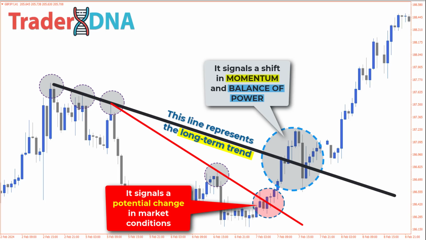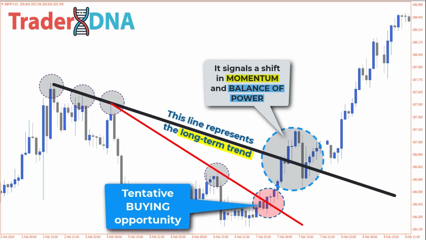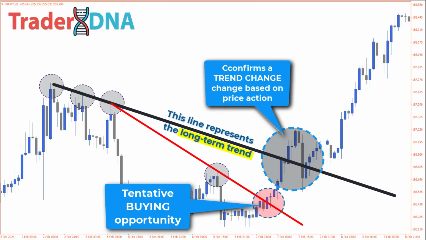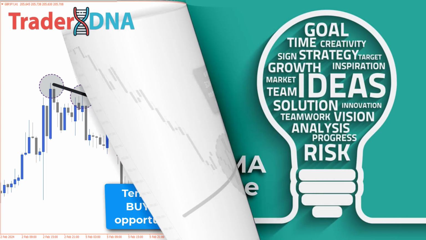Simply put, a breakout above the red line, as seen here, suggests a tentative buying opportunity. Conversely, a breakout below indicates a potential for selling. A breakout above or below the long-term line, or black line, confirms a trend change based on price action. That covers the essentials of using trend lines in the context we're discussing.